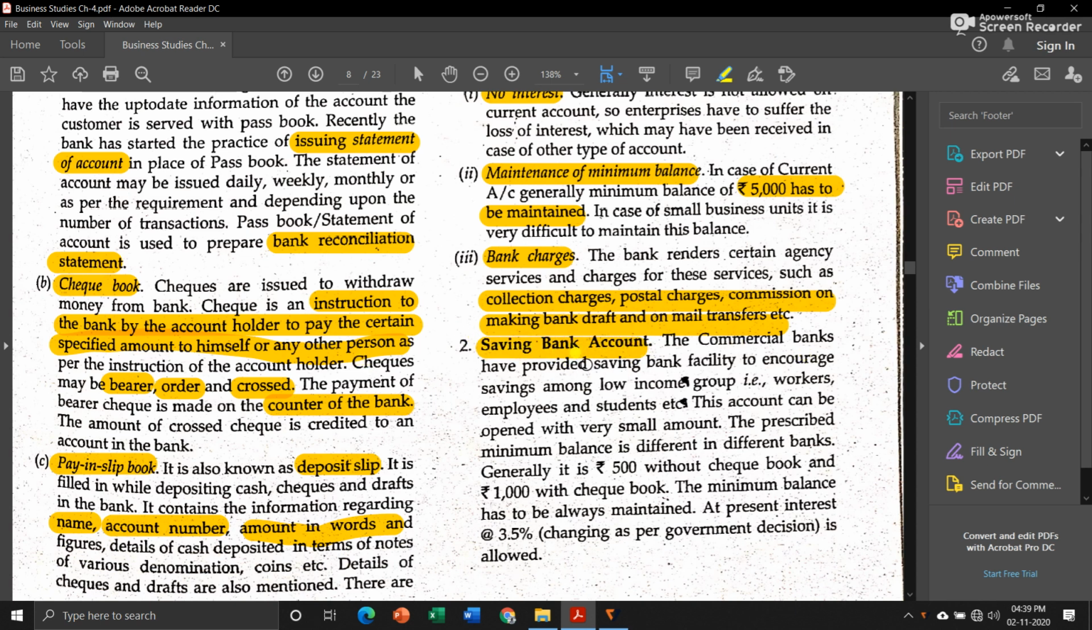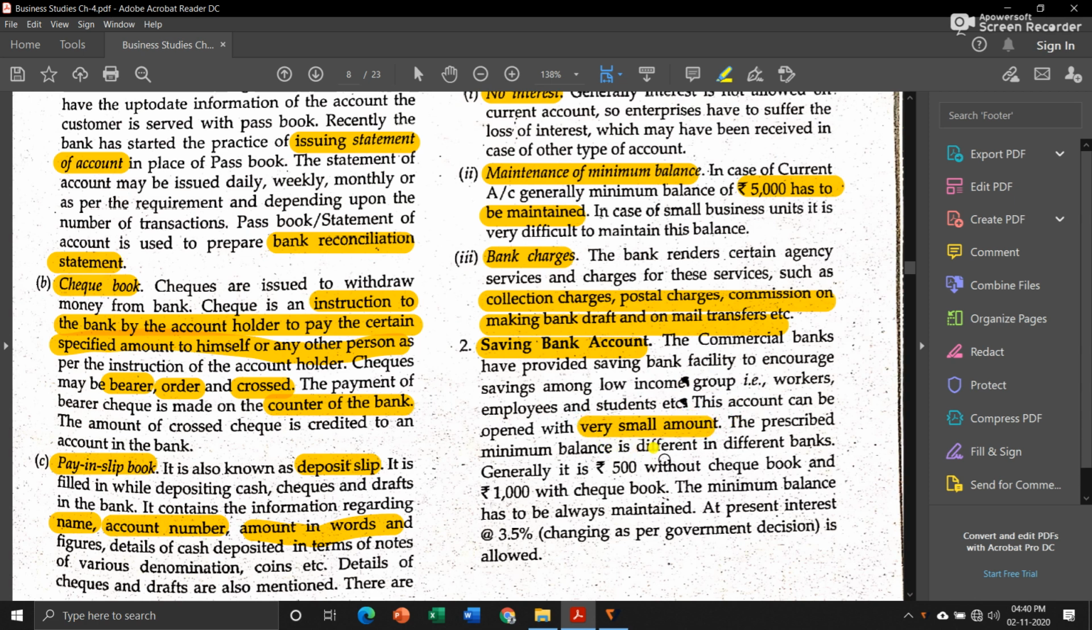Then the second type of bank account is the saving bank account. The commercial banks have provided saving bank facility to encourage savings among the low income group, that is workers, employees and students, etc. Means those people who have very little income or no income at all, if they have a small amount of money with them, then they can keep it in a saving bank account. So it has helped in developing saving habit among people. This account can be opened with a very small amount.